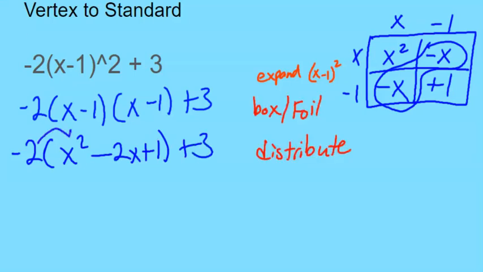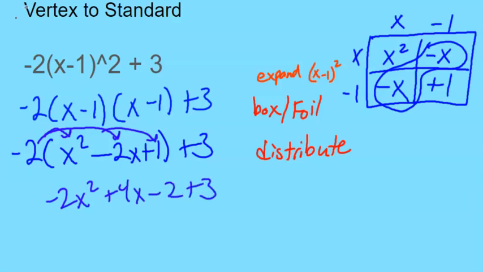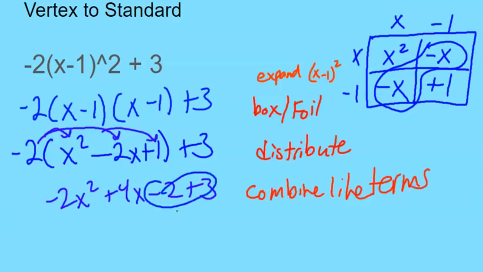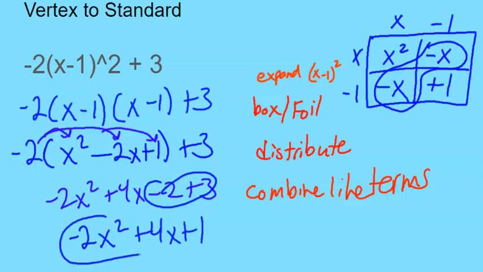Next, we want to distribute that negative 2 into each term. So then we have negative 2x squared plus 4x minus 2 plus 3. And then the last step, we want to combine like terms. So we could combine these two. Negative 2 plus 3 is 1. So your standard form would be negative 2x squared plus 4x plus 1. That is your standard form.